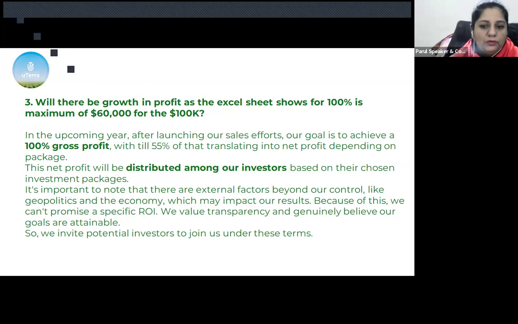It is important to note that there are external factors beyond our control, like geopolitics and the economy, which may impact our result. Because of this, we can't promise a specific ROI, but we value transparency and genuinely believe our goals are attainable. As I already shared, it's higher than what had been thought. But again, we all know it is a business, and other factors also impact it. So we invite potential investors who understand that geopolitics and the economy are factors which can impact it. But still, we value transparency, so we have given the percentage.